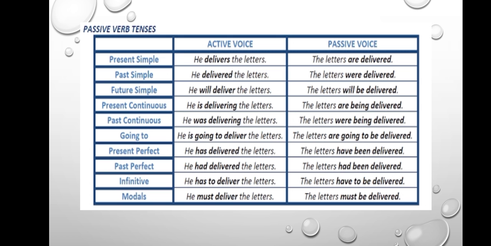Present continuous. Is, am, are plus verb ing shows present continuous tense. He is the subject, is delivering is the verb, and the letters is the object. So the letters will become the subject. The letters are being delivered.